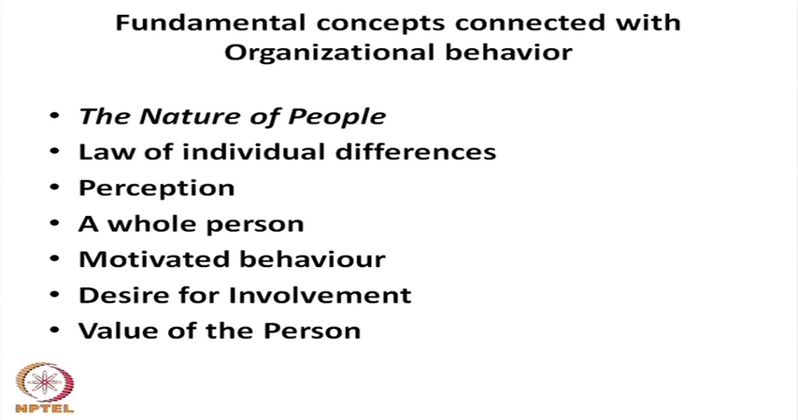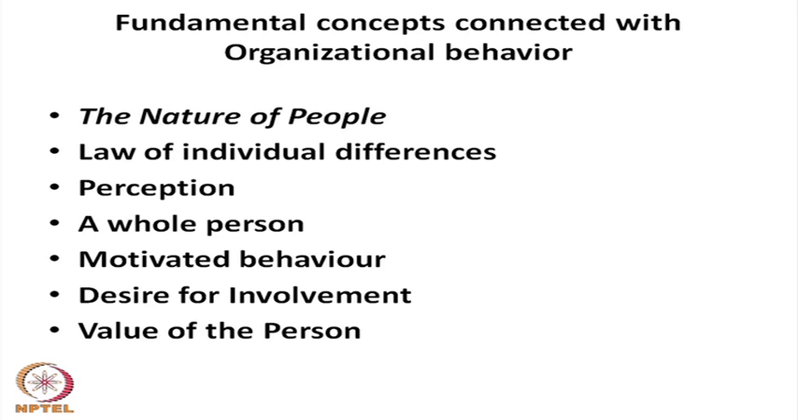Then what if each organization has thousands of employees? Do we answer each of them differently? So, how do we come to an amicable solution? Since there are individual differences, we may need to club different people under different groups so that we can find a somewhat generalized solution, but it has to be specifically oriented to the individual needs also. So, the nature of people includes the law of individual differences, perceptions, the whole person, being motivated to do certain things, a desire for involvement, and the value of the person. Each person is guided by a certain value system.